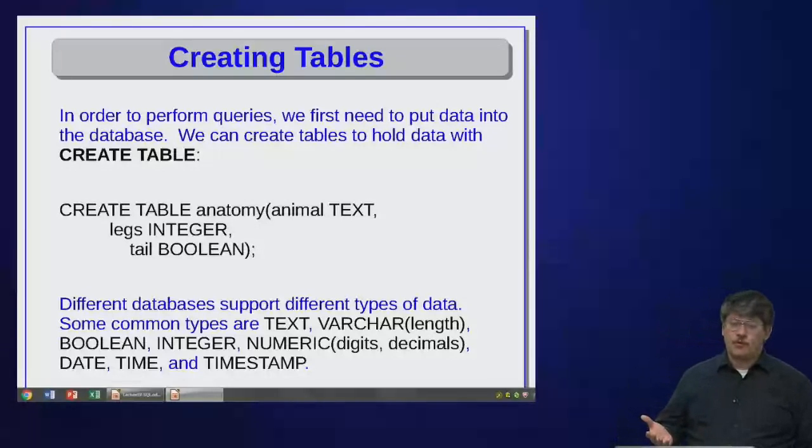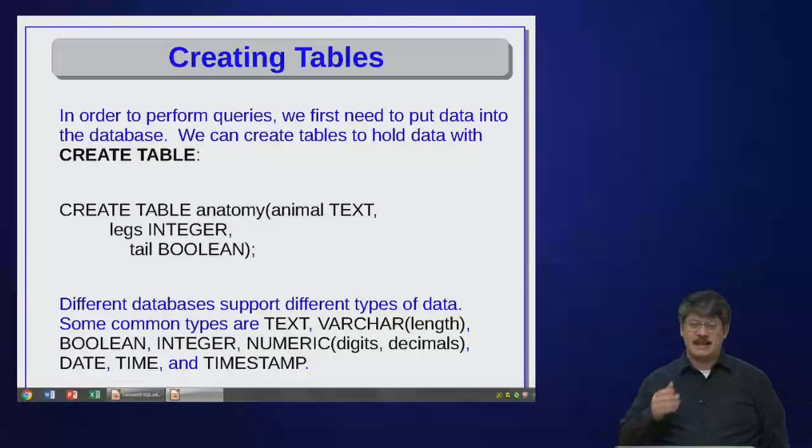So if we want to be able to perform these queries, we first have to be able to put data into the database, and that means we need to have some place to put the data. So we can actually create tables in the database with the create table command. That looks like this. So I could say create table anatomy, that's the name of the table. And then in parentheses, I tell it that the fields are animal, which is a text field, legs, which is an integer, and tail, which is a Boolean, a true or false value.